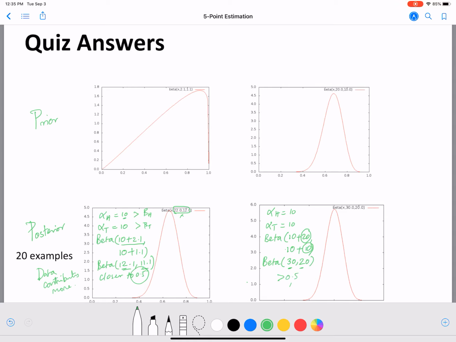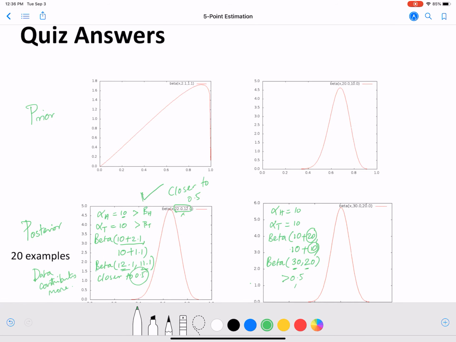And which of these two is closer to 0.5? This one is closer to 0.5. Closer to 0.5, because the data contributes more in this one when compared to the other one.